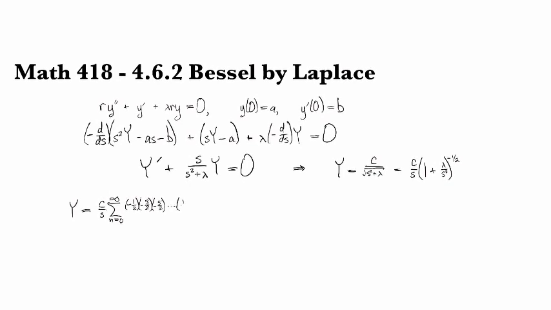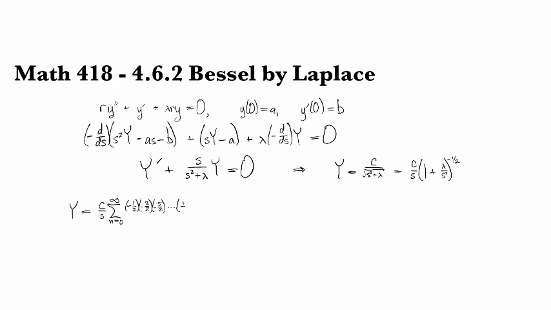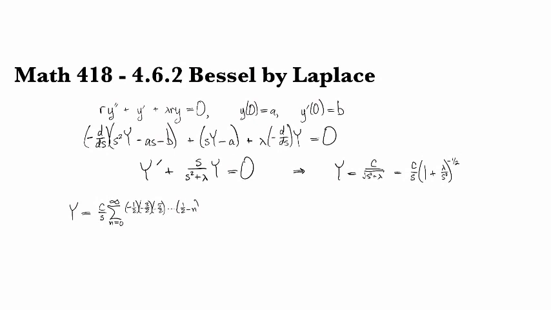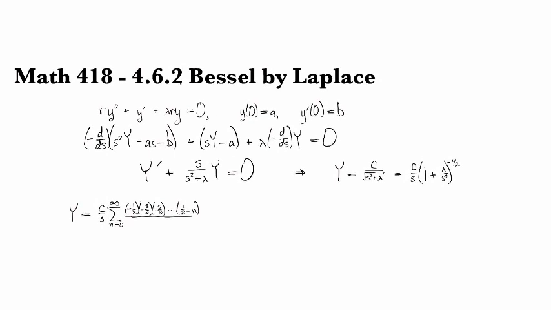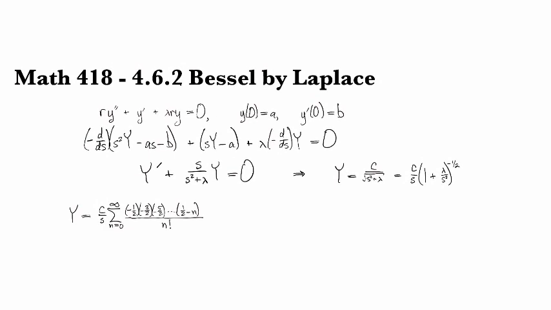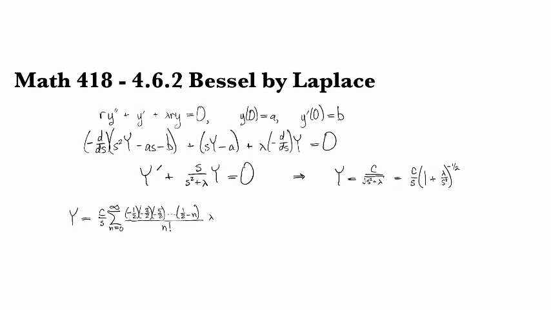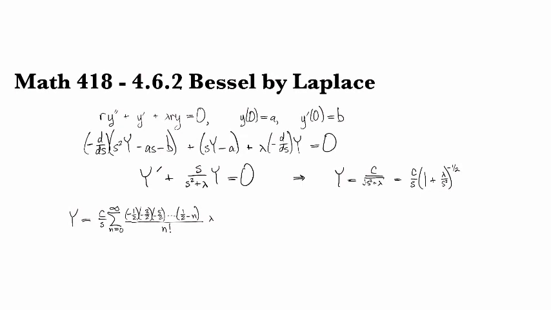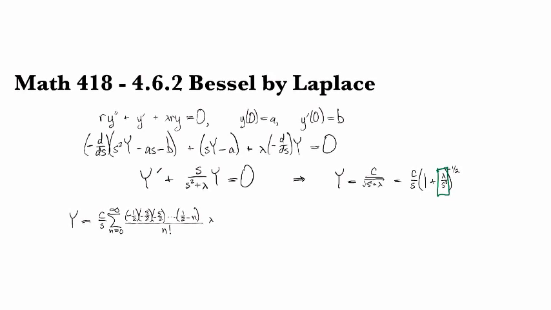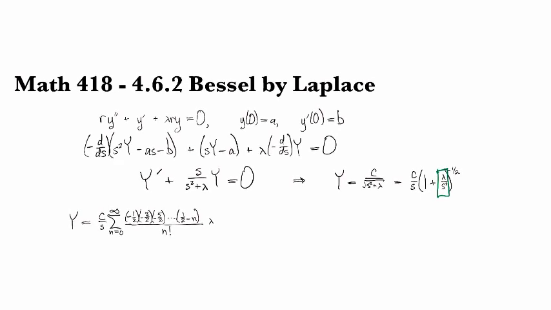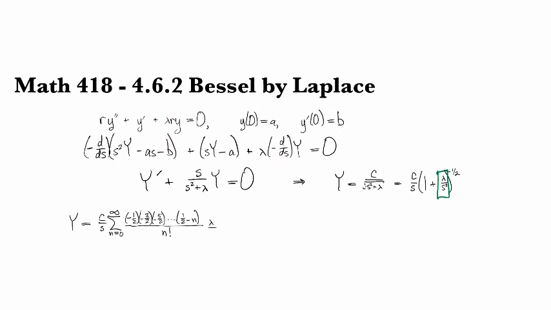And these in general look like (minus 1/2 minus n) over n factorial. And then the thing on the right-hand side of the binomial expression right here is the thing that's being raised to the nth power.